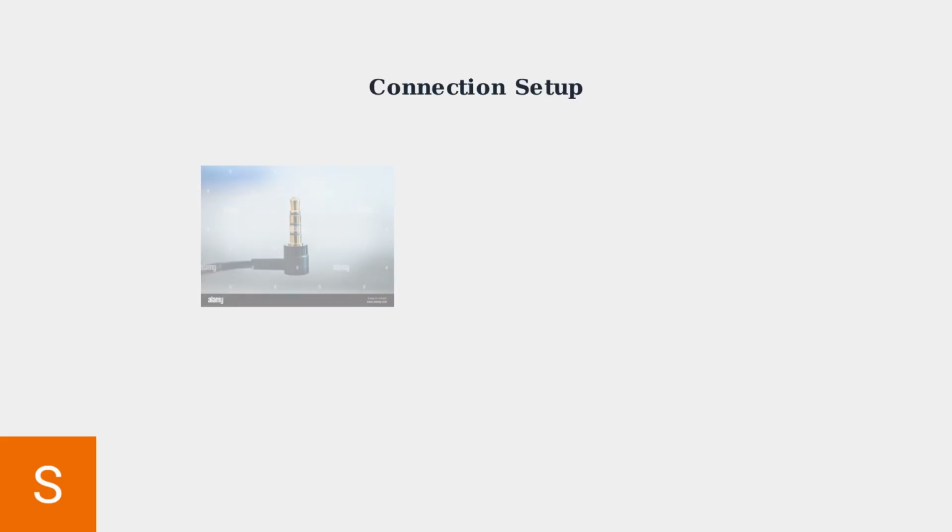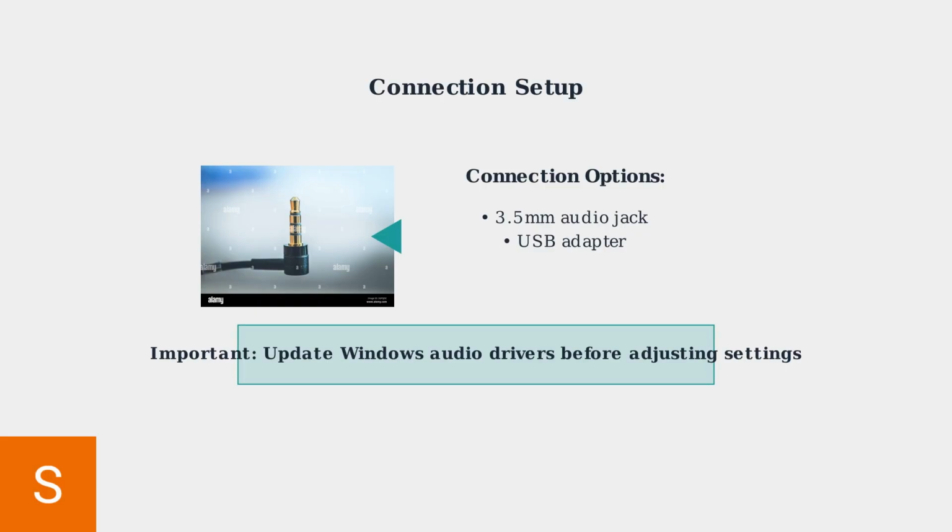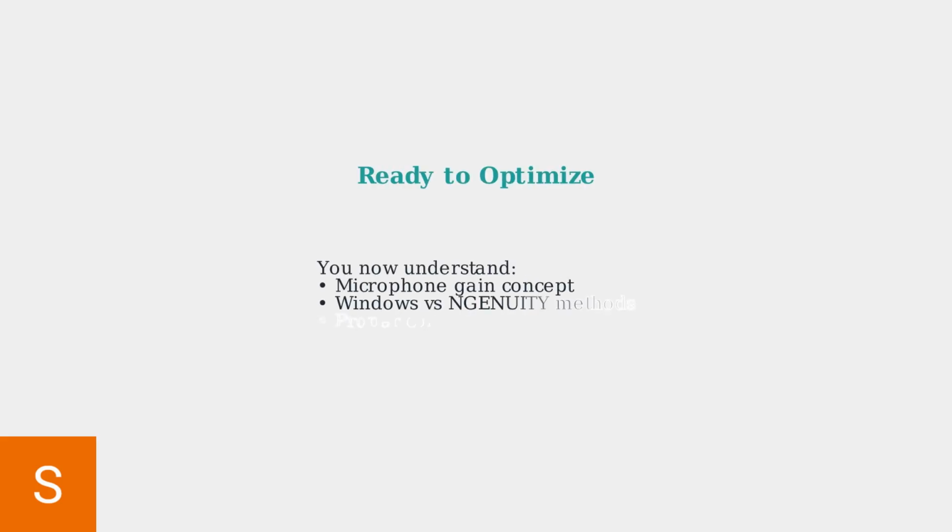Before adjusting any settings, ensure your HyperX Cloud 3 is properly connected. You can connect it using either the 3.5mm audio jack or the USB adapter, and make sure your Windows audio drivers are up to date. Now that you understand microphone gain and the available adjustment methods, you're ready to optimize your HyperX Cloud 3 microphone settings for crystal clear communication.